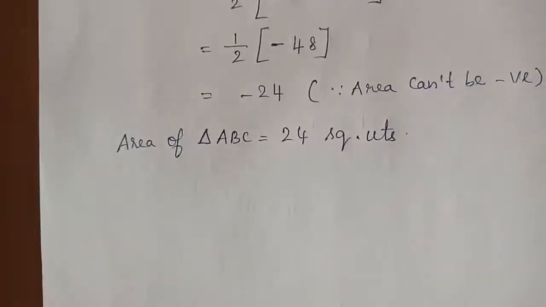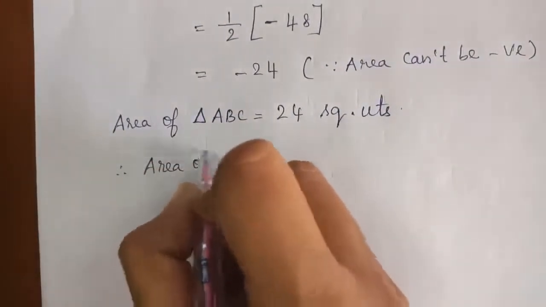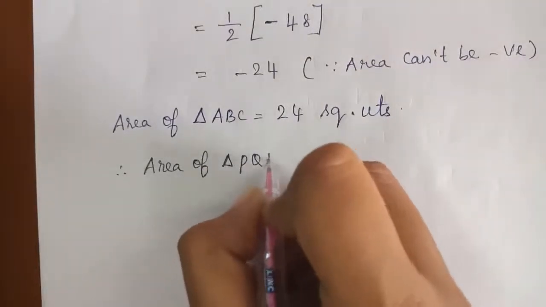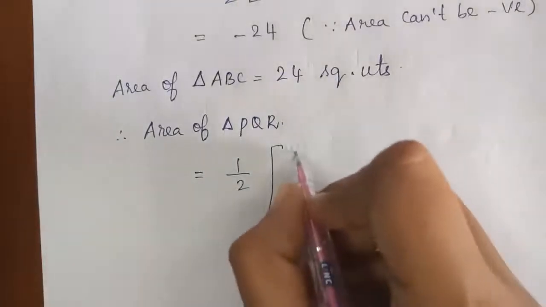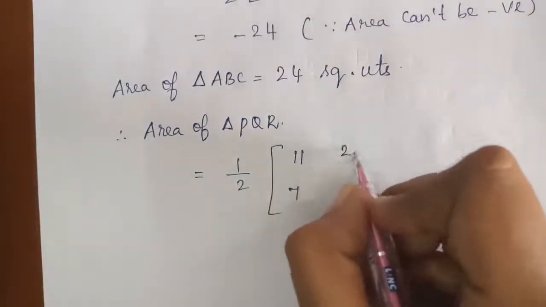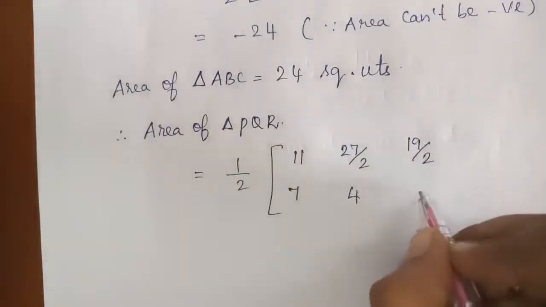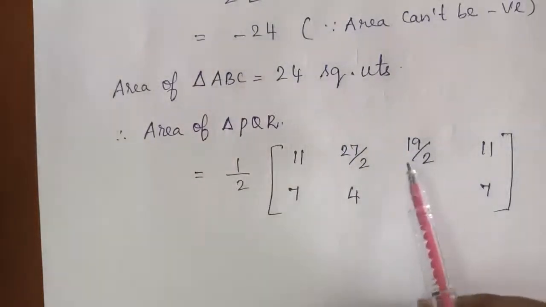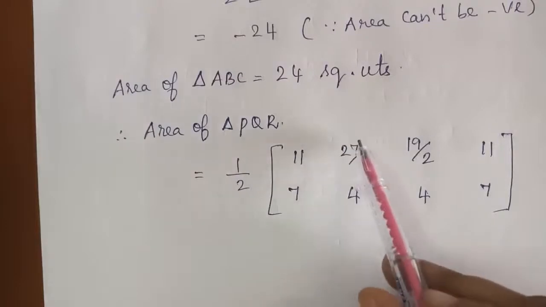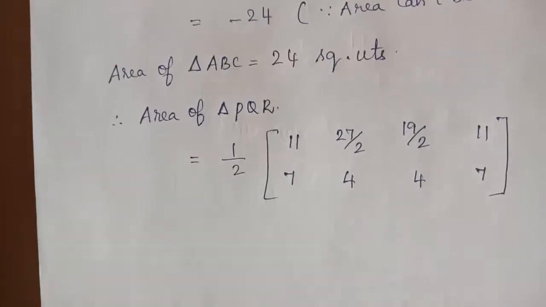Similarly, we are going to find the area of triangle PQR. So area of triangle PQR is equal to 1 by 2 into the coordinates 11, 7, 27 by 2, 4, 19 by 2, 4, again 11, 7. So 27 by 2 is nothing but 13.5 and 19 by 2 is nothing but 9.5. So the next step is we are going to multiply.